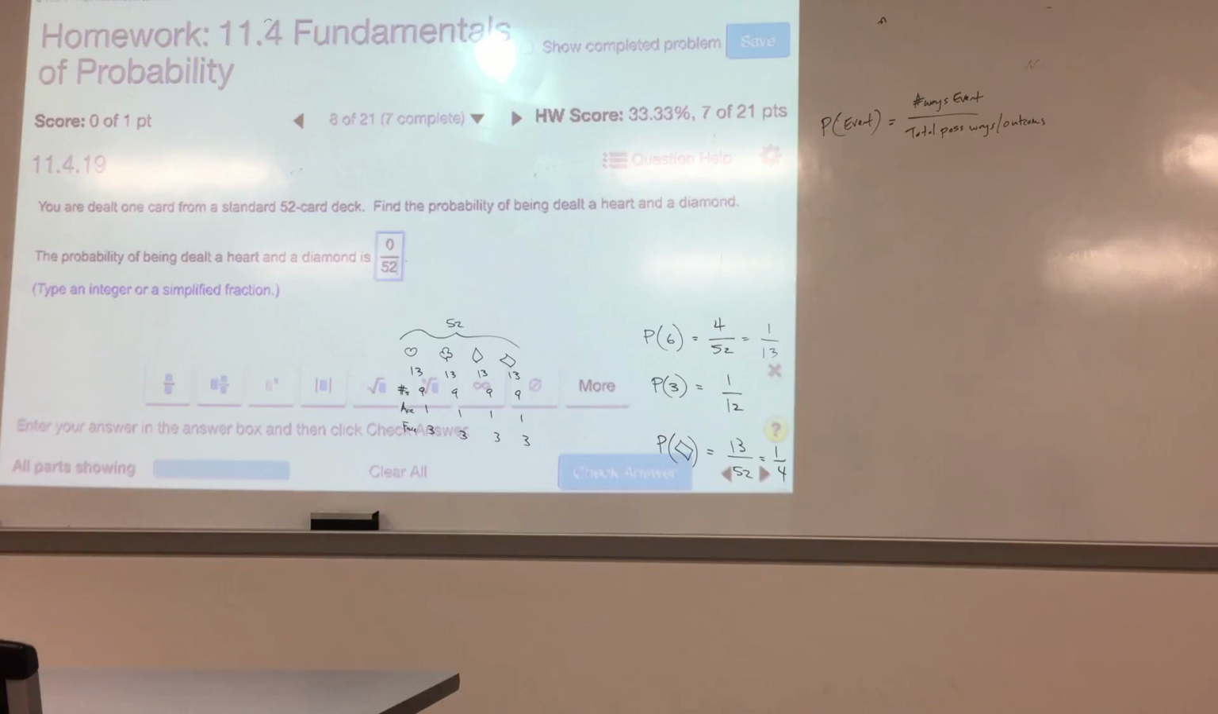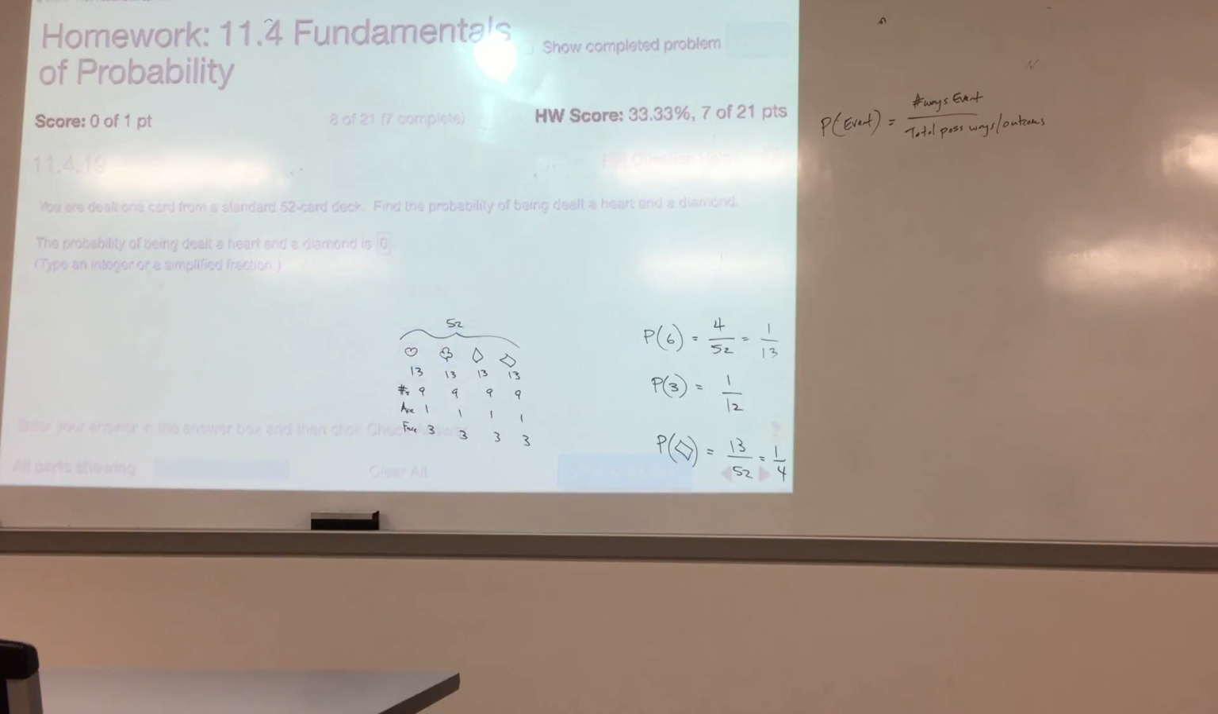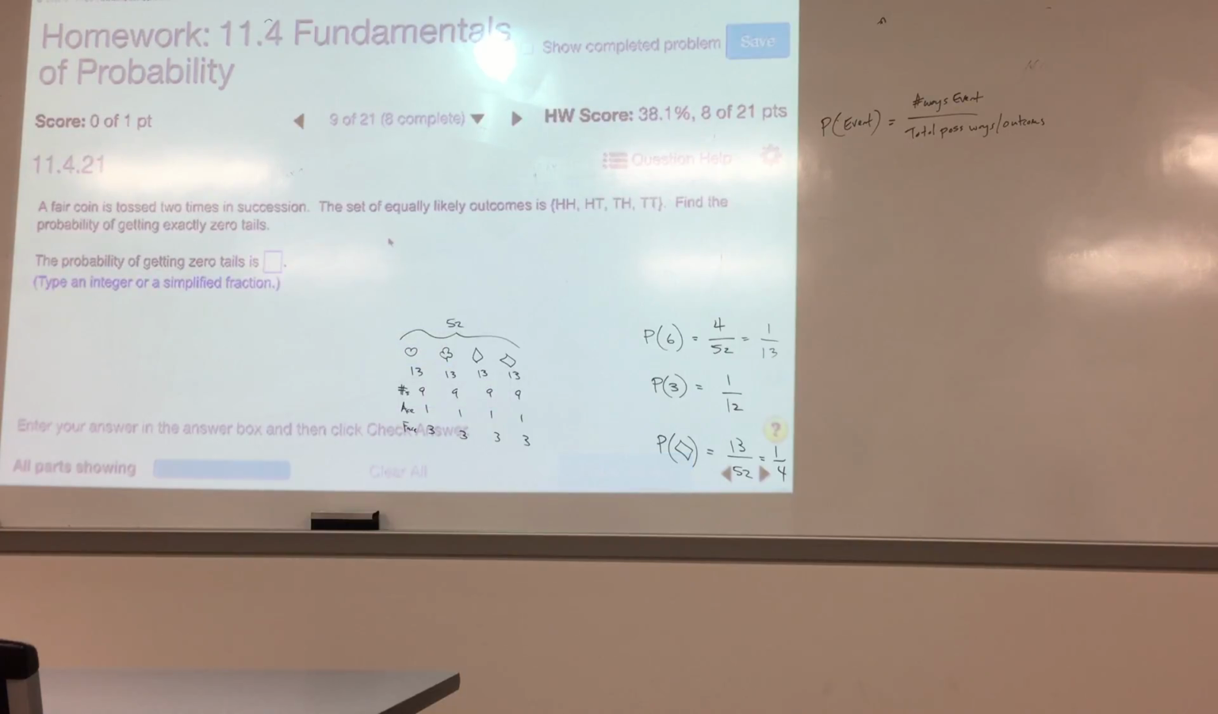It's saying you're only dealt 1 card. Because you're only dealt 1 card, there's no possible way a card can have a heart and a diamond on it, nor can you get 2 cards at the same time if you're only being dealt 1. So the answer is indeed 0. There's no way that can happen. Okay? Very good. All right, let's take a look at this next one.